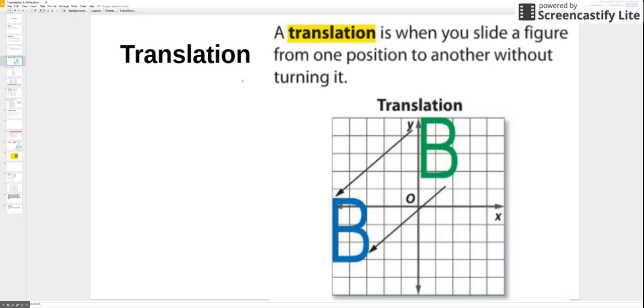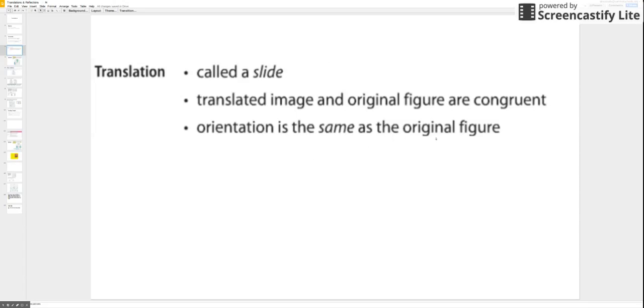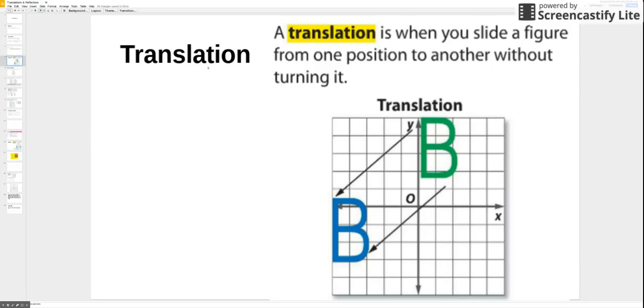A translation is when you slide a figure from one position to another without turning it. So that's the important thing. Without turning it, that's what we're talking about when we say orientation is the same as the original figure. So we didn't spin it, we didn't turn it at all, okay? So that's what a translation is. We just slide it.